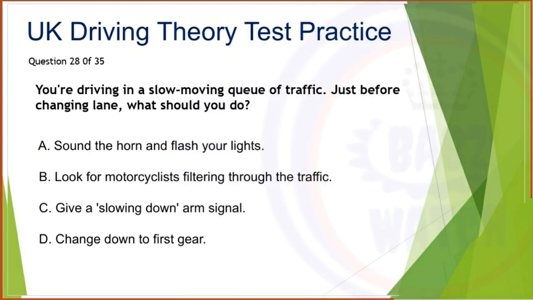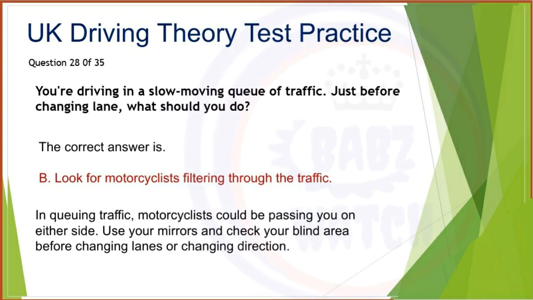Question 28 of 35. You're driving in a slow-moving queue of traffic. Just before changing lane, what should you do? A. Sound the horn and flash your lights. B. Look for motorcyclists filtering through the traffic. C. Give a slowing down arm signal. D. Change down to first gear. The correct answer is B. In queuing traffic, motorcyclists could be passing you on either side. Use your mirrors and check your blind area before changing lanes or changing direction.